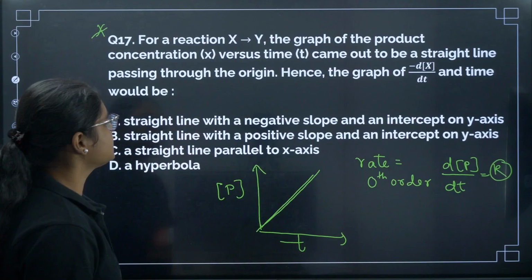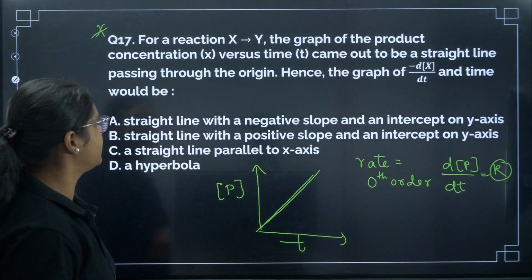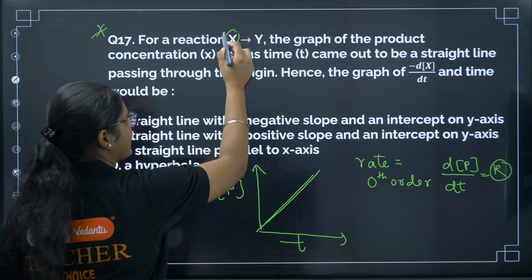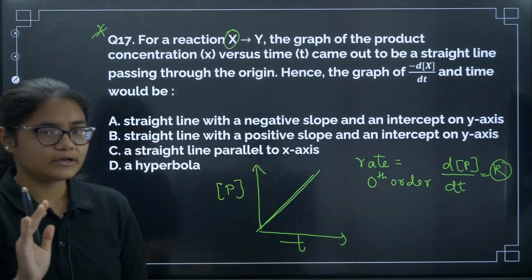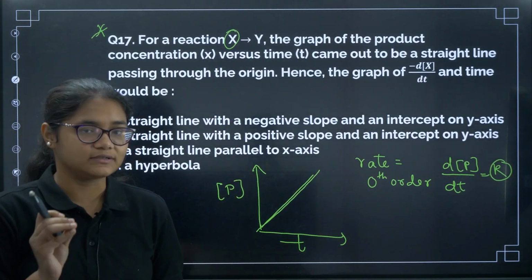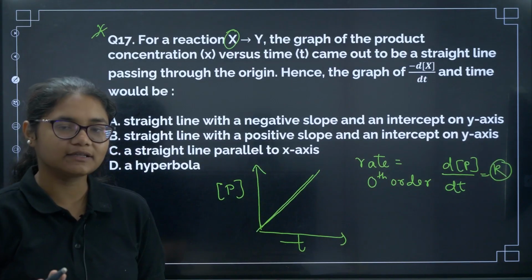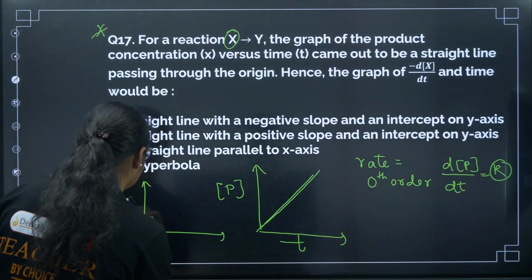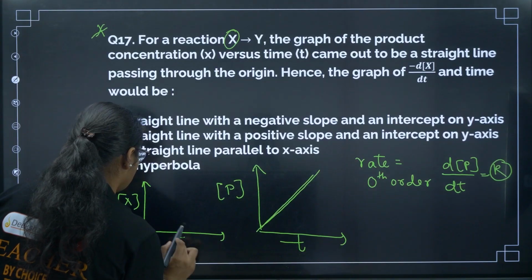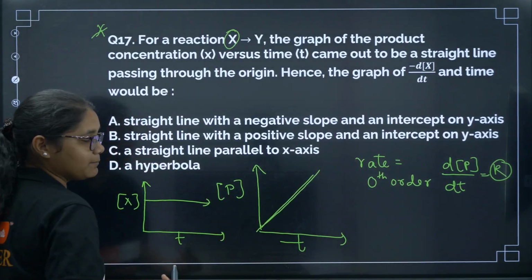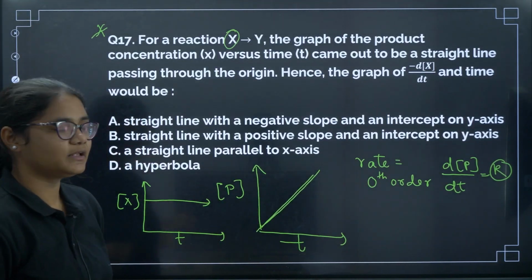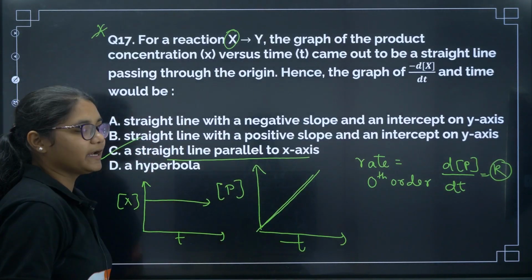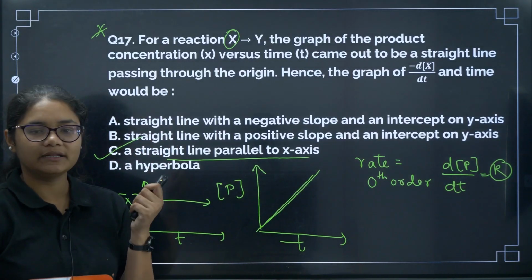Now the question asked is, hence the graph of minus dx by dt and the time would be. Minus dx by dt is your reactant, right? So for a zeroth order reaction, it doesn't depend on the concentration of the reactant, right? That is the meaning of zeroth order reaction. So how will the graph come? With reactant concentration and time, if you take, it will be a straight line. It doesn't depend on the initial concentration of the reactant. So it will be a straight line parallel to the x-axis. So the correct answer for this question is option number C.